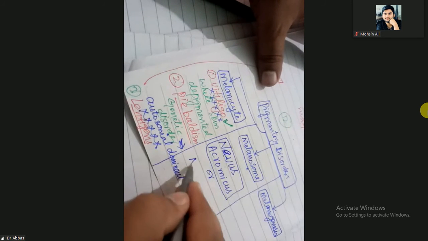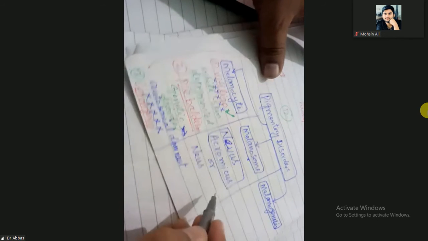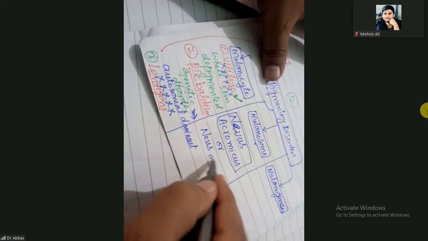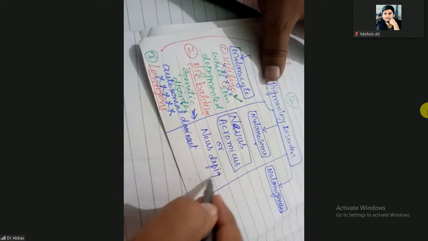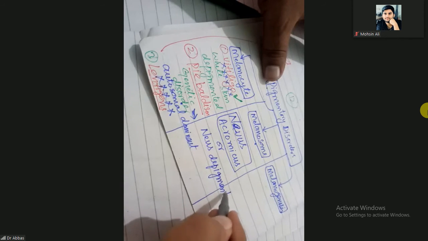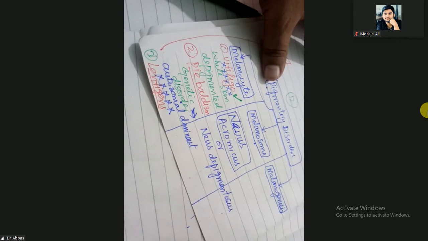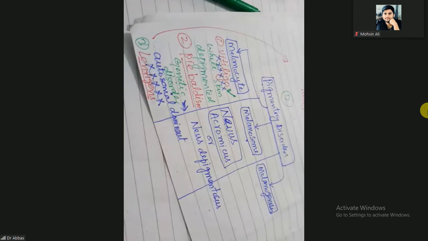The other name is nevus depigmentosus. So the pigmentary disorders due to the melanosome are nevus achromicus or nevus depigmentosus. So what will happen in this condition? This is a defect in the transfer of the melanosome.